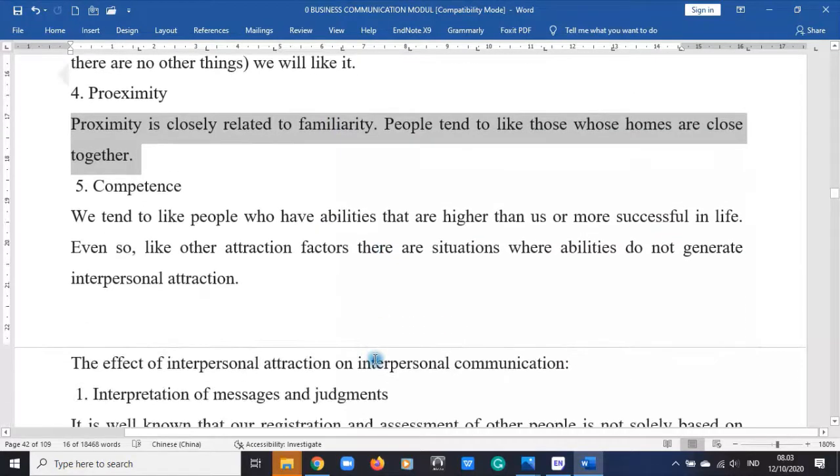And then five, competence: we tend to like people who have abilities that are higher than ours. Usually we like other people who are smarter than us, or more successful in life. Even so, like other attraction factors, there are situations where abilities do not generate interpersonal attraction.